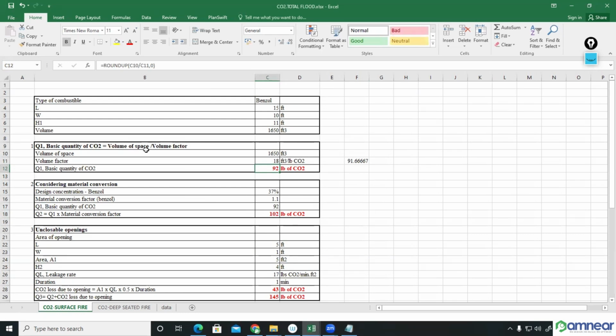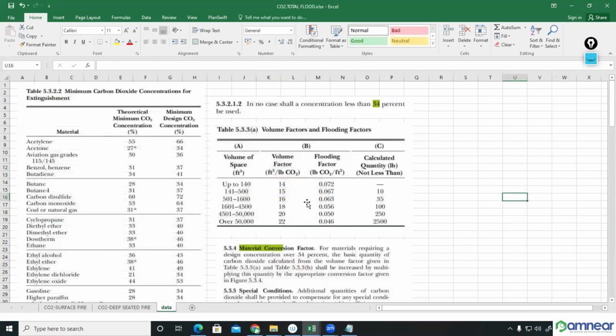Or another way, volume of space multiplied by flooding factor. Flooding factor you can find from here, 0.056, that is the flooding factor. Unit you can check. This one is a kind of specific volume and this is a kind of density. This one is like pound per feet cube, or another way, kilogram per meter cube. This is density only. This is meter cube per kilogram or feet cube per pound. So this one is like a specific volume. This one is like a density. Means each feet cube of space, how much kilogram of substance we require. That's called a flooding factor. This one, each kilogram of carbon dioxide can occupy how much feet cube. That is called the volume factor.